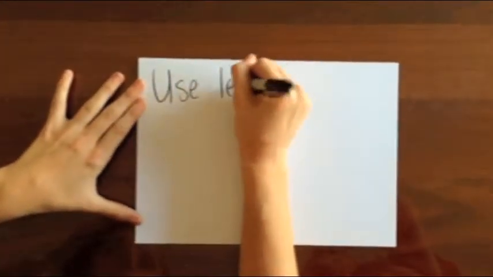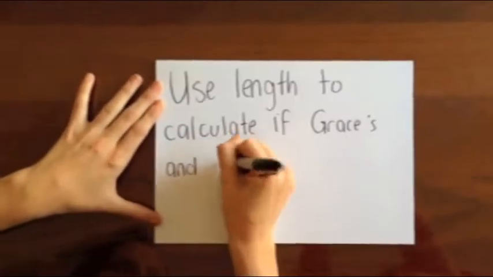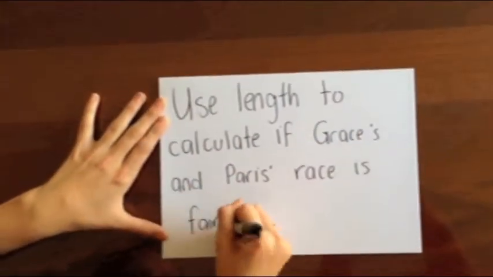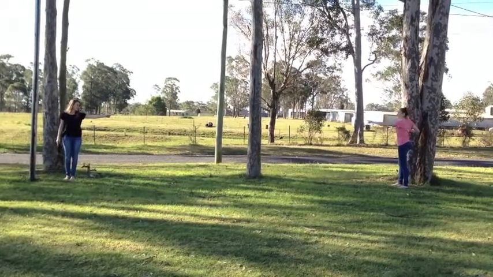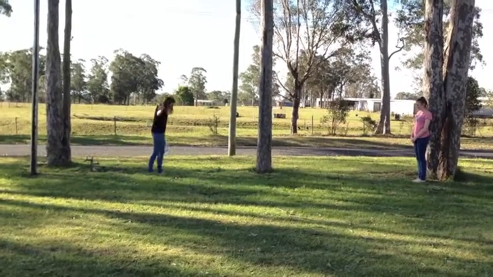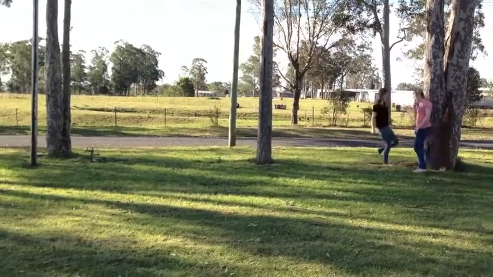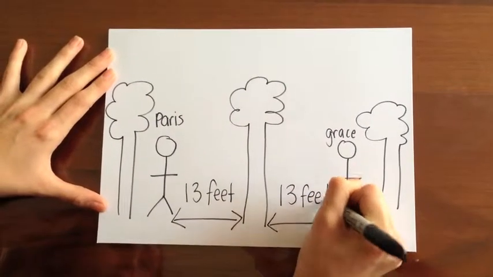Now for another fun activity on length. Can you help Grace and Paris work out if their race is fair? They're both going to start at one tree, and the first one to touch the tree in the middle is the winner. But what is the best way to measure the length from each tree to the middle tree? We can measure the length using a paper clip, a paddle pop stick, or possibly feet. Measuring the length from Paris's tree to the middle and from Grace's tree to the middle, both 13 feet, making it a fair race.